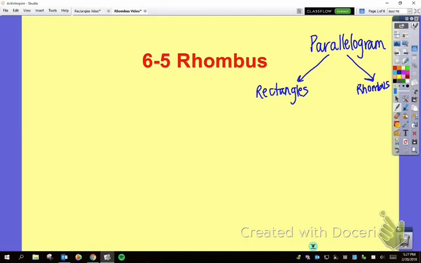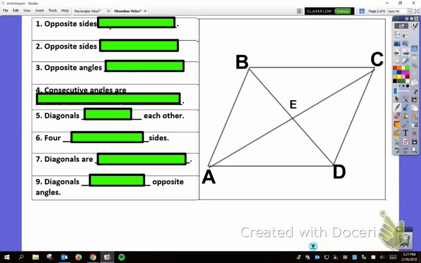Now with parallelograms we had 5 properties. With rectangles we had 7 properties, and today with rhombus we have 8 properties. Now mine is a little messed up on the screen. This one says 9, it's supposed to say 8. So 8 different properties that we're talking about.